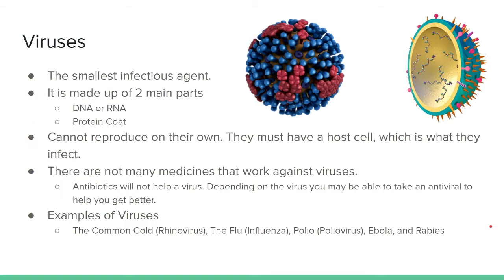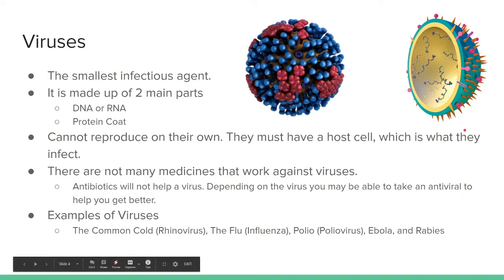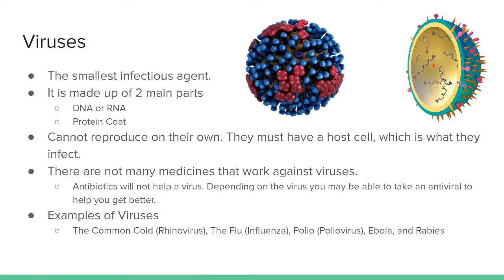So, what is a virus? A virus is the smallest infectious agent. It has two parts. It is DNA, so that's these little squiggles in here are your DNA, and then a protein code. So it only has two real parts to it. A virus cannot reproduce on its own. They have to have a host cell, which is the cell that they're infecting or the organism they're infecting.